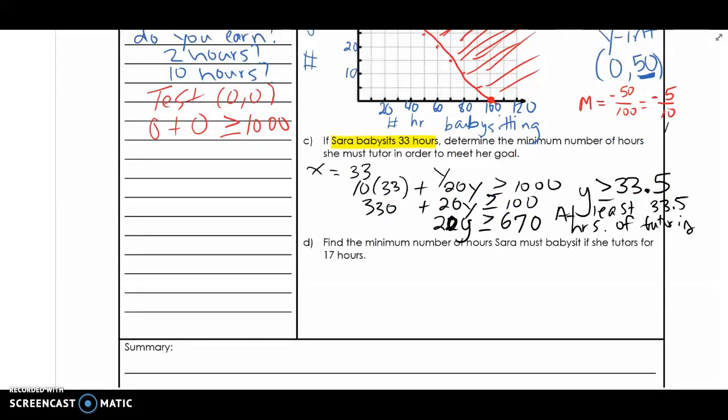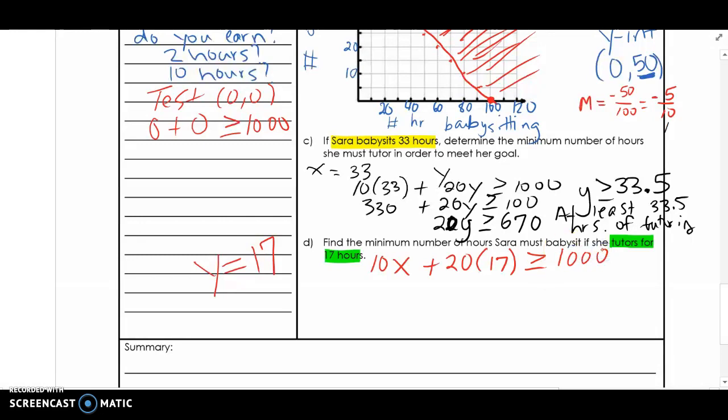Find the minimum number of hours she must babysit if she tutors for 17. Tutoring was our y value, so if y equals 17, what must x equal? So again, we've got 10x plus 20y. Y is a value of 17. Substitute 17 for y.